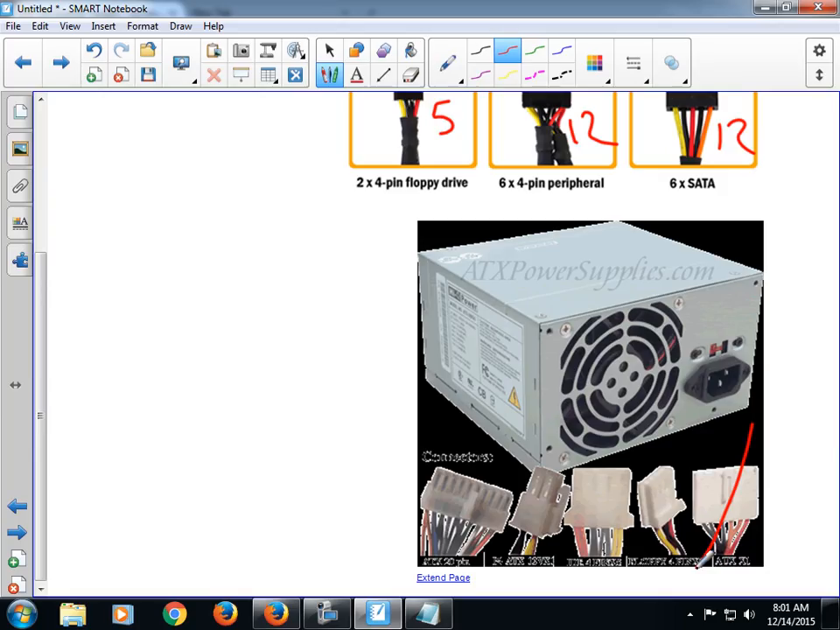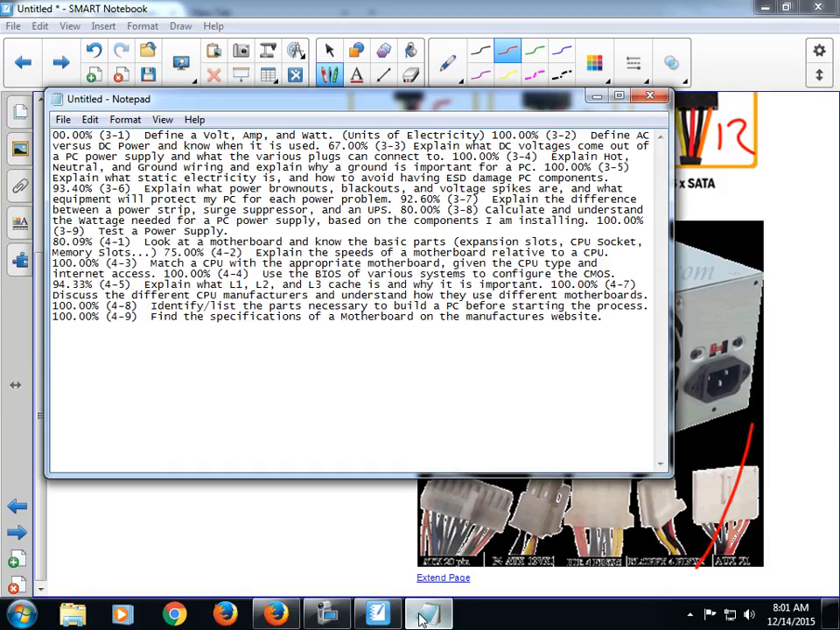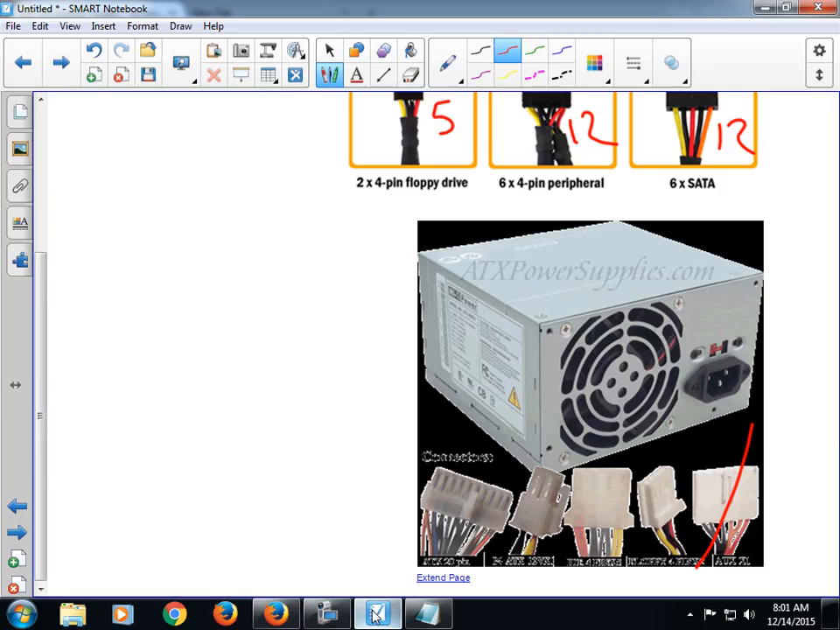Okay, back to our list of stuff. So that was that one, and I really want to get through this so I have time at the end. I got to read through this terrible chart. 100%, 94%. Explain what static electricity is and how to avoid it. Oh no, you got 100% on that one. Explain what brownouts, blackouts, and voltage spikes are, and what things are used for them.